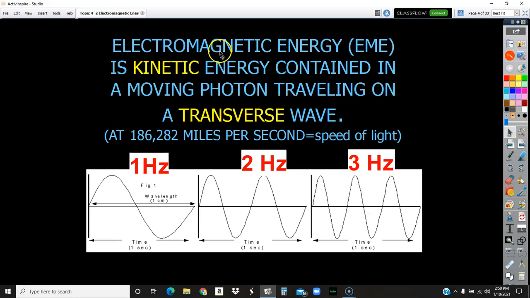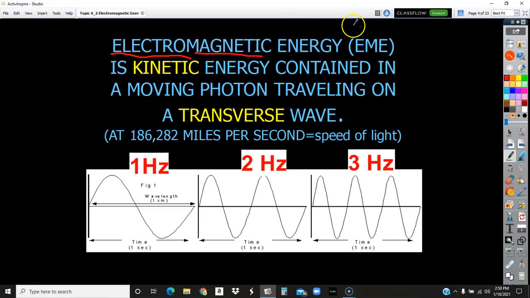Okay, so energy has two properties. It has electrical properties, and then magnetic. And so they come up with this big word, electromagnetic. And so you have electromagnetic energy, which I'm going to call EME, short for electromagnetic energy, is moving. So that's why it's kinetic.